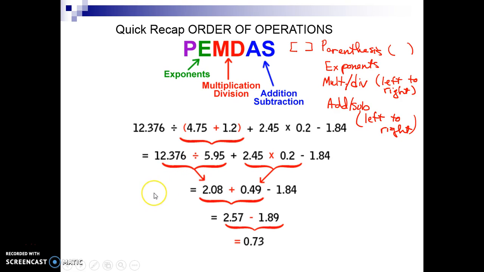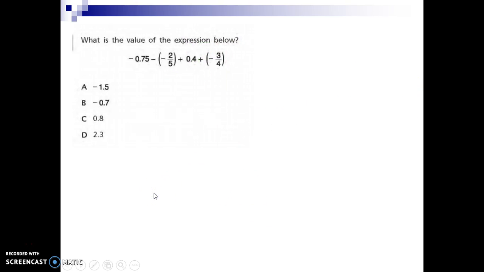All right, let's do some actual problems. They ask this all the time on the multiple choice section of the state test. What is the value of the expression below? Negative 75 hundredths minus a negative 2/5 plus 4/10 plus a negative 3/4. And you're like, wow. What I do when I hit this problem is I look at the answers.